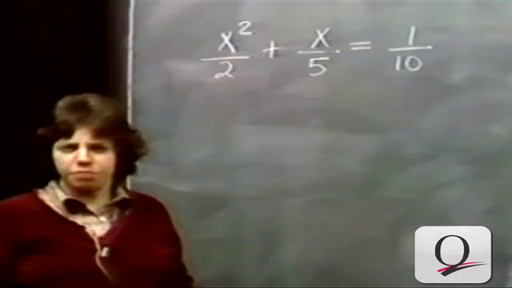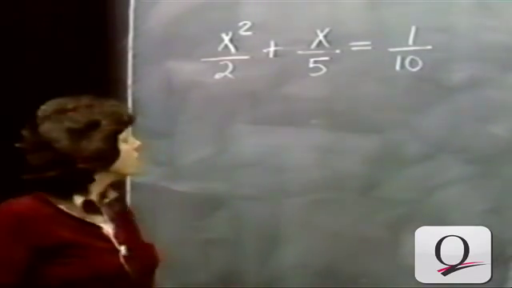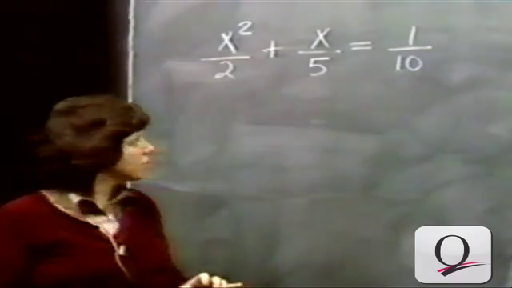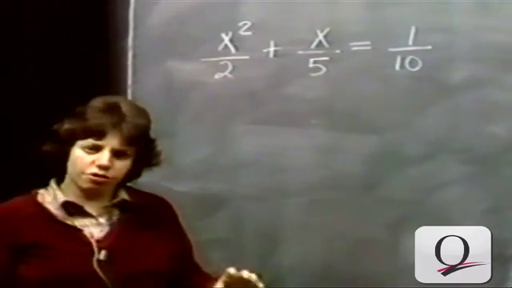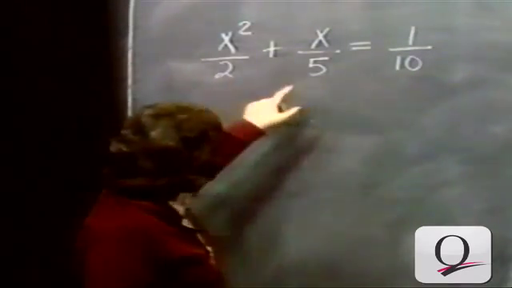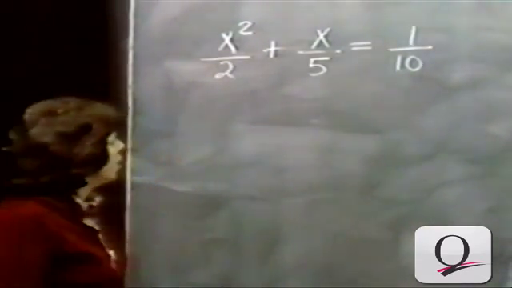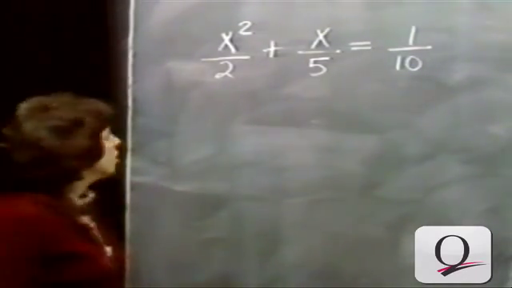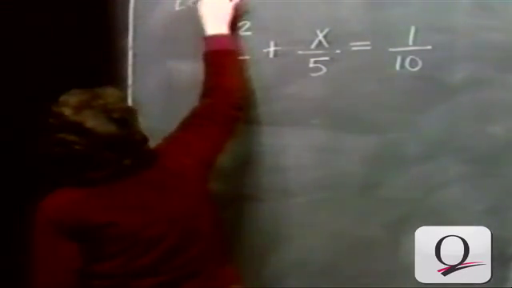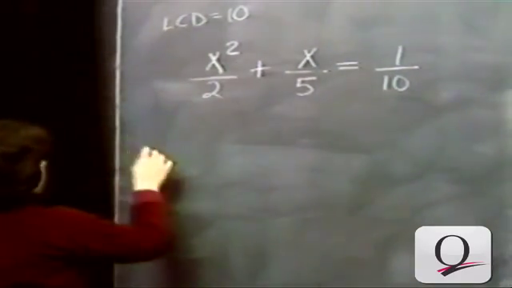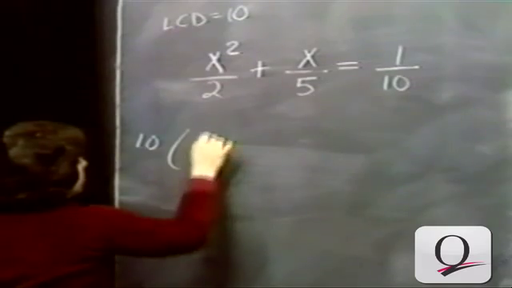it's much easier if you eliminate fractions on the first step. We're going to look for the lowest common denominator and multiply both sides of the equation by it. In doing that, we will clear all fractions. It's a lot easier to work the problem in that way. Now, the denominators are 2, 5, and 10. The smallest number that they all divide evenly into is 10. The lowest common denominator is 10.